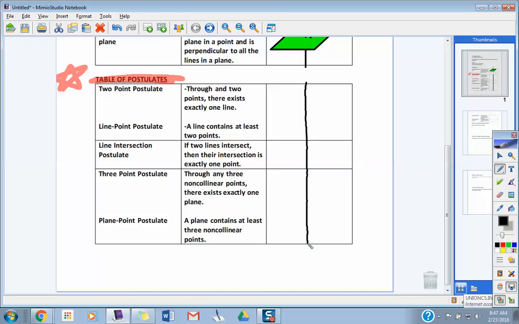You might want to do the same exact thing. Divide that up. I'm going to put the word "if" right here. This is what you have. This is what you're starting with. Then this is what the postulate tells you.